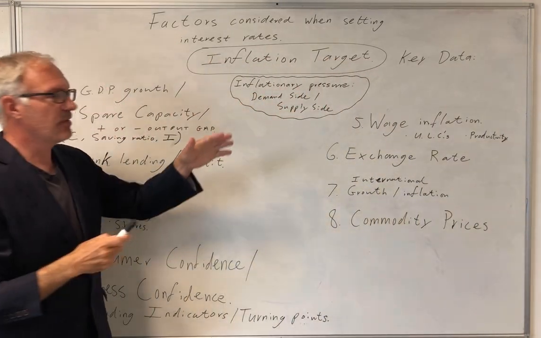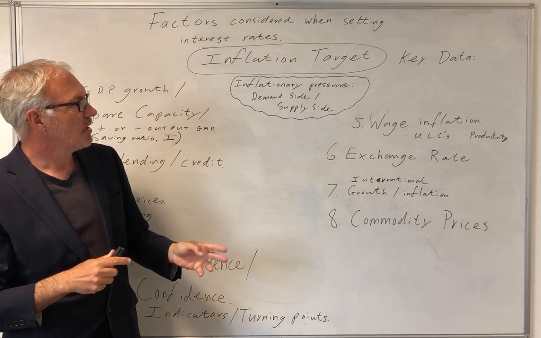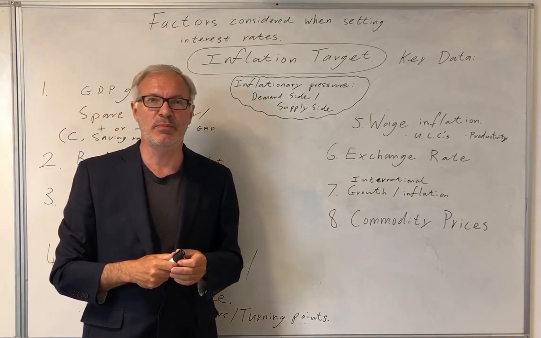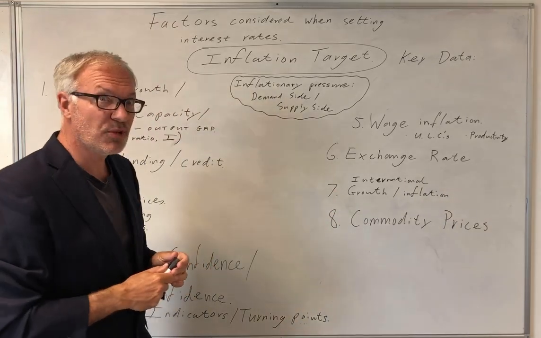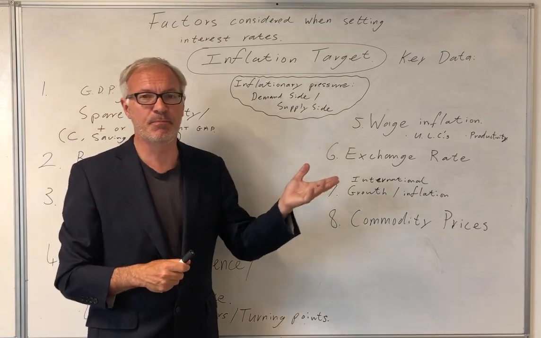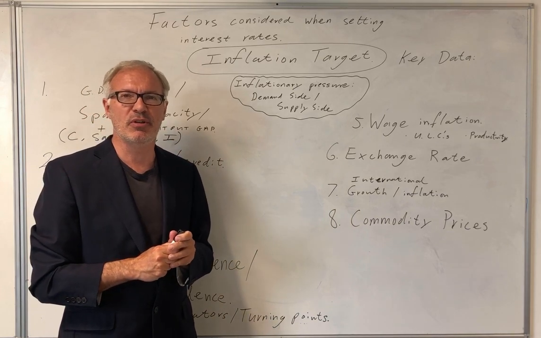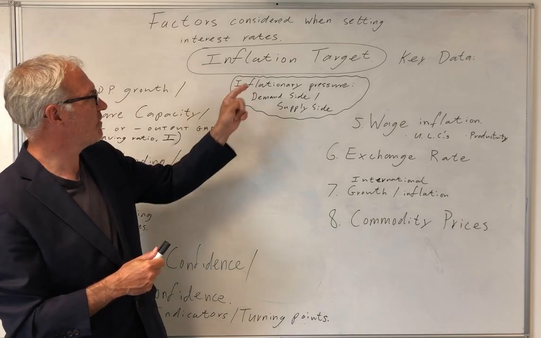Inflationary pressures are what the bank considers, and a central bank will often have several hundred, well, 100 or more people, very bright people, working on this. There's a lot of brain power that goes into this. The Bank of England has 9 people that meet regularly on the Monetary Policy Committee that sets the interest rate in order to achieve the inflation target.